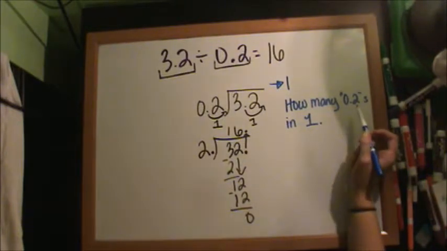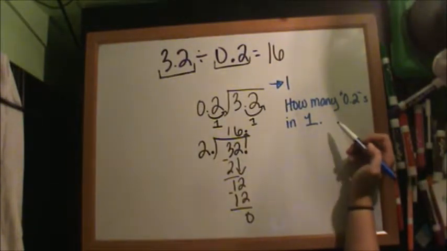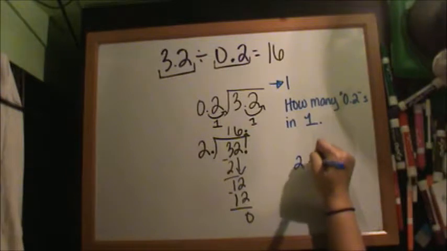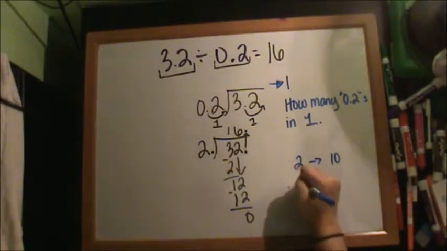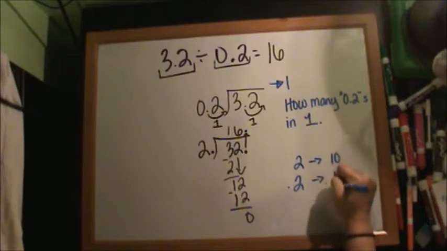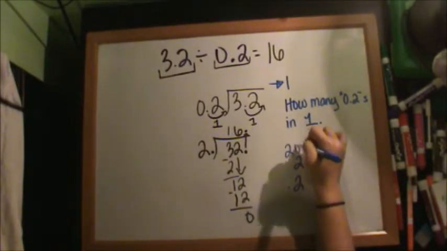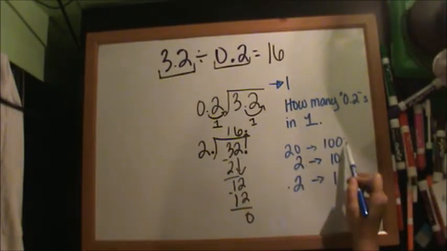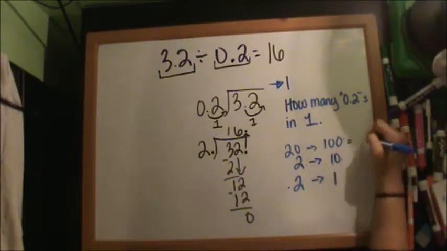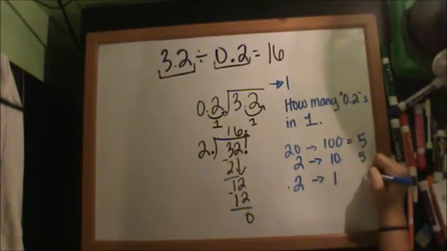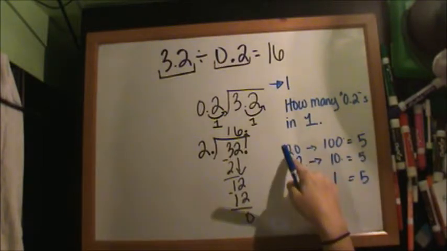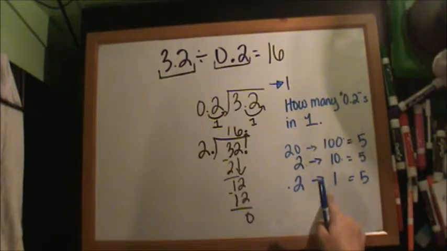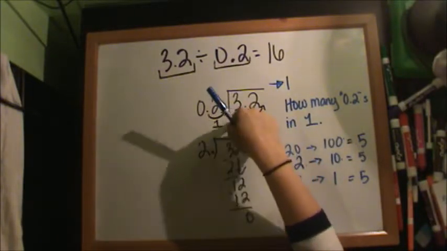Why can you do that? Because you are switching it into the next place value. So no matter if you're asking how many times 2 goes into 10, or how many times 2/10 goes into 1, or how many times 20 goes into 100, as long as you keep the place values the same on both sides, your answer is going to be the same. There are 5 20s in 100. There are 5 2s in 10. There are 5 2/10 in 1. And that is why this works.